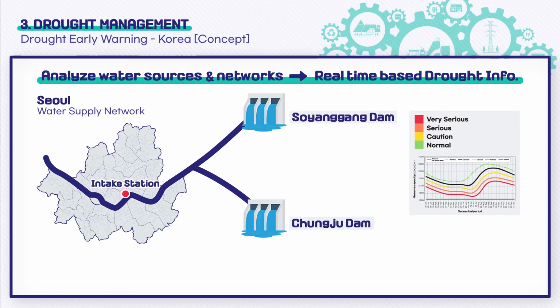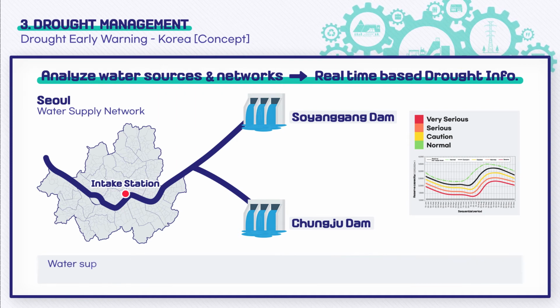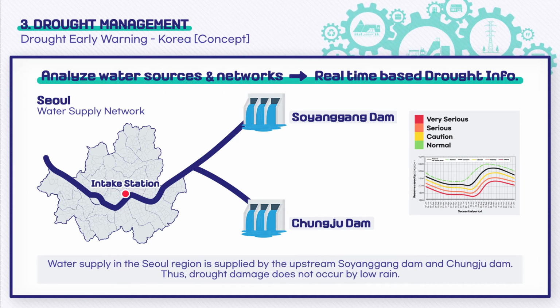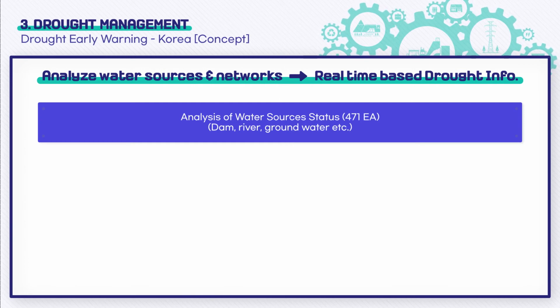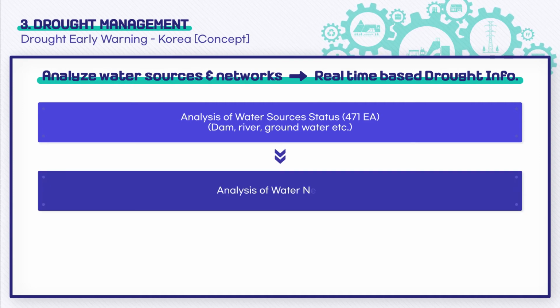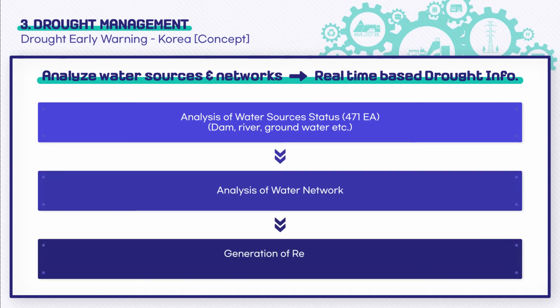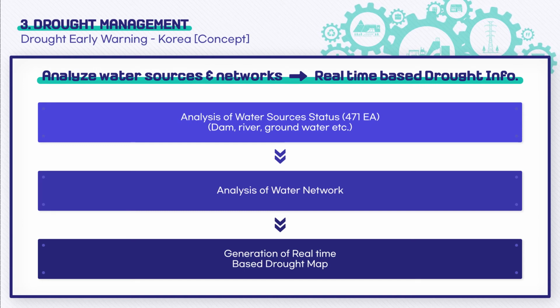For example, according to the Drought Index, when it does not rain in the Seoul region, the capital of Korea, it is determined as a drought. But all water used in Seoul is supplied from Soyanggang Dam and Chungju Dam located in upstream regions. Thus, low rain in the Seoul region does not cause drought damage. That is, the state of each water source, such as dams, streams, and groundwater, is analyzed, and the supply network is considered to deliver practical information about the situation of droughts.